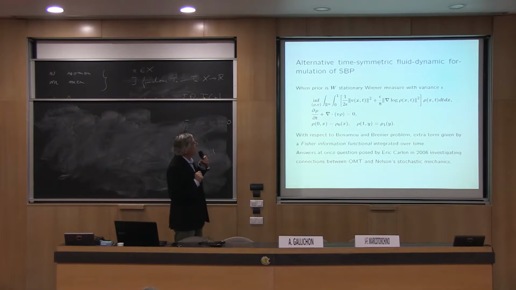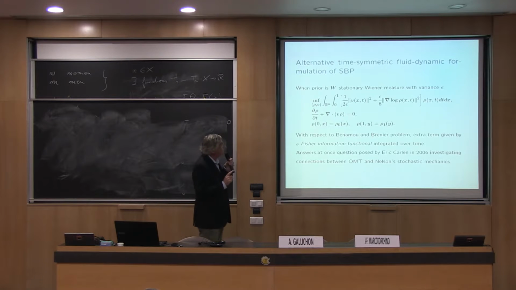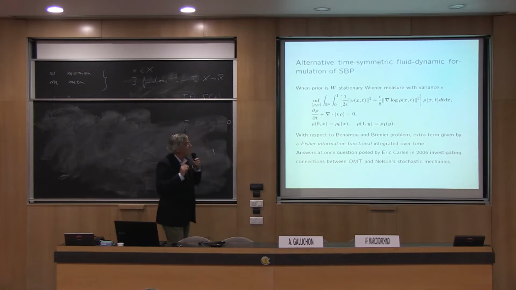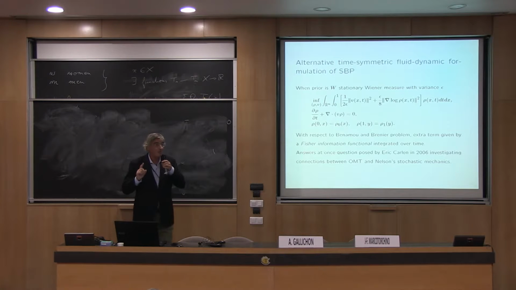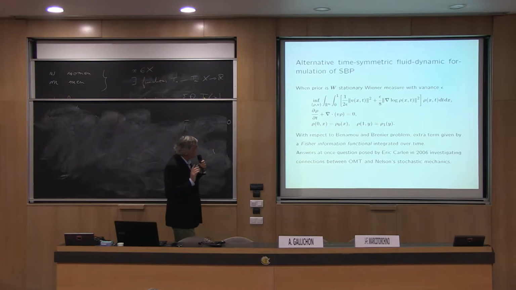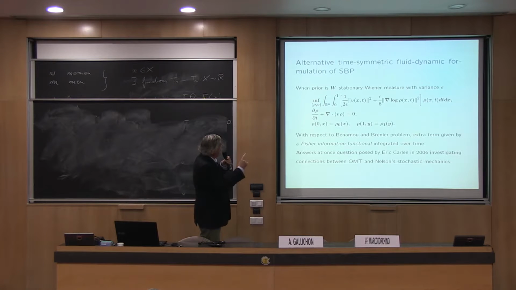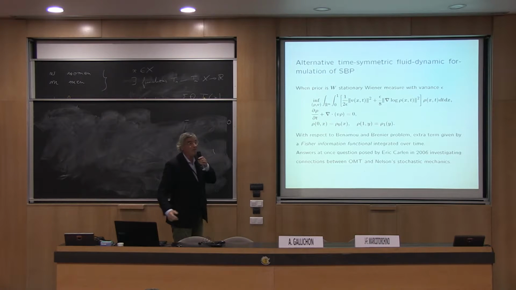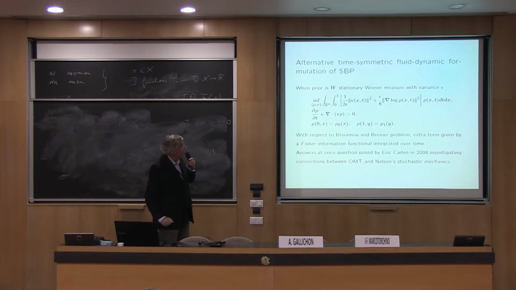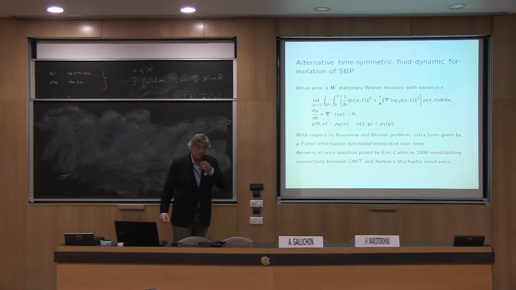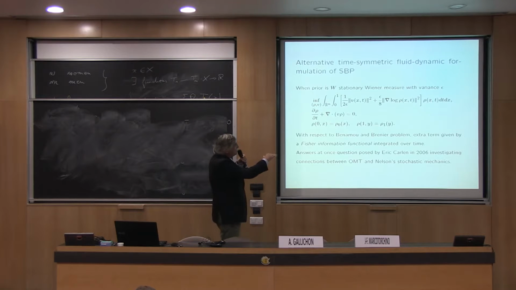But I cannot resist telling you that there is another fluid dynamic representation of the Schrödinger bridge problem. And this one is also quite interesting. You see, now the equation is the same. It's a continuity equation, right? Or Liouville equation, whatever you want to call it. The criterion is different, all right? And the Schrödinger bridge is the minimizer of this problem.